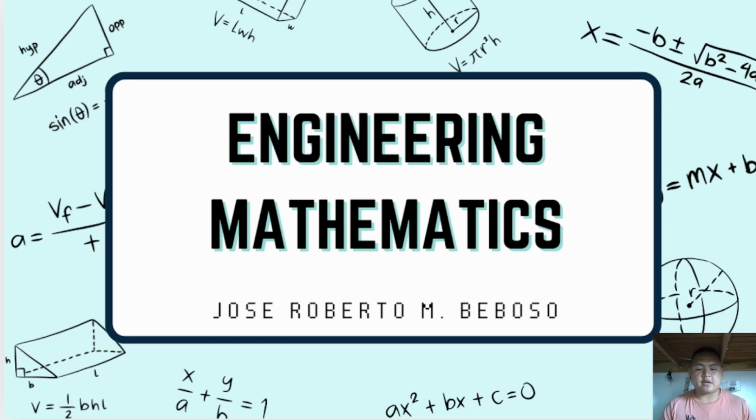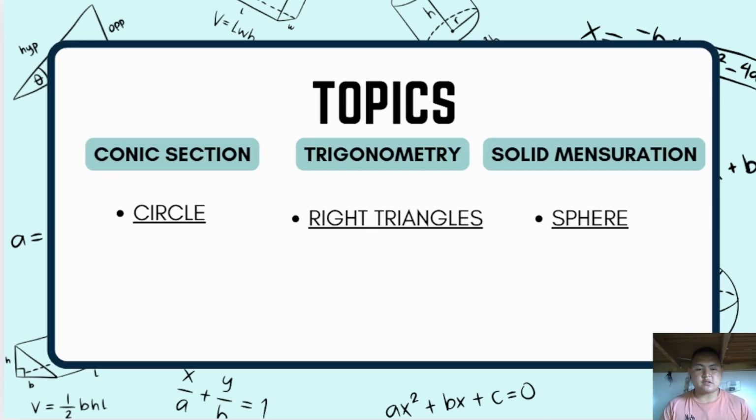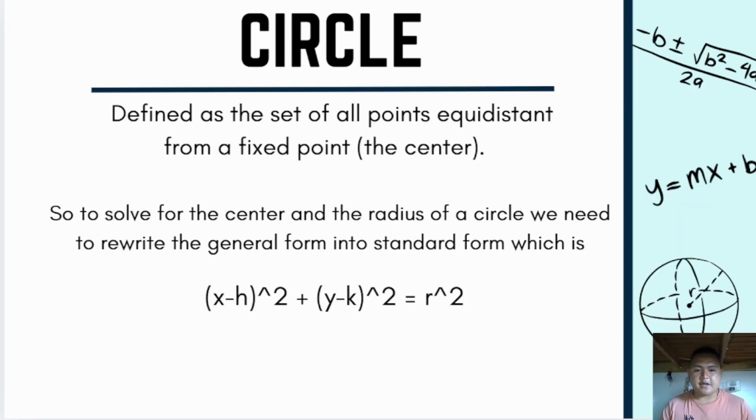Our topic for today is about conic sections, trigonometry, and solid mensuration. Under the conic sections, let's talk about the circle. First, what is a circle? A circle is defined as the set of all points equidistant from a fixed point called the center.